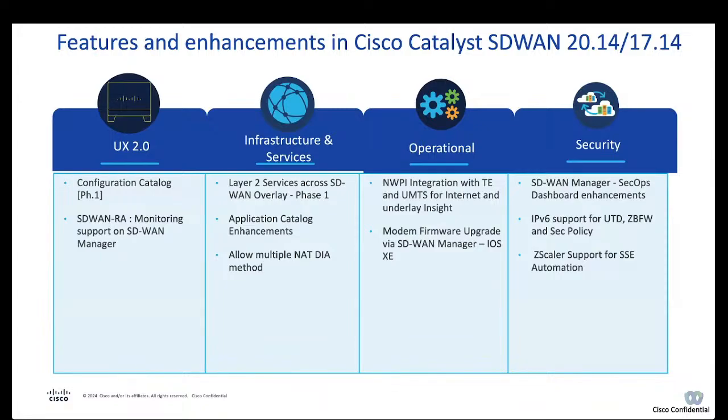Then you see the infrastructure and services. We added a couple of enhancements there, which is layer 2 services across the SD-WAN overlay, which is for phase 1 release. And then you see the application catalog enhancement. You also have the multiple NAT DIA method supported with the 20.14, 7.14 software release.